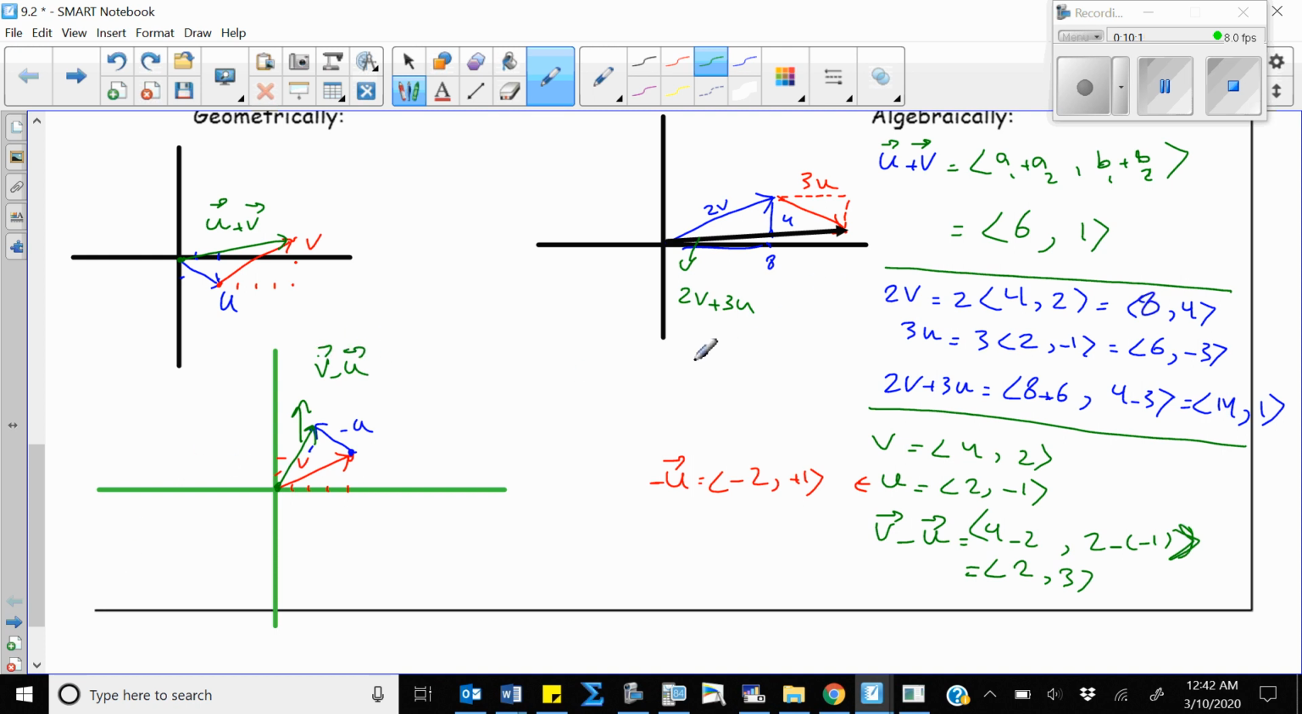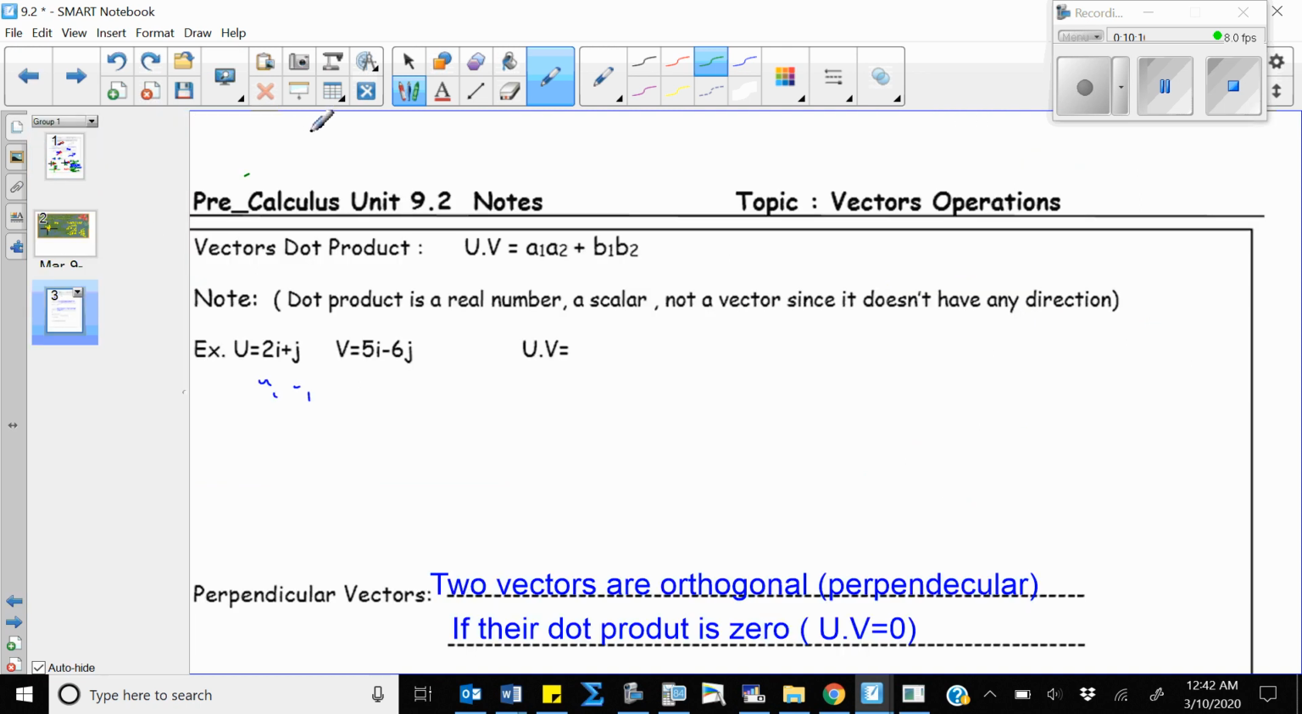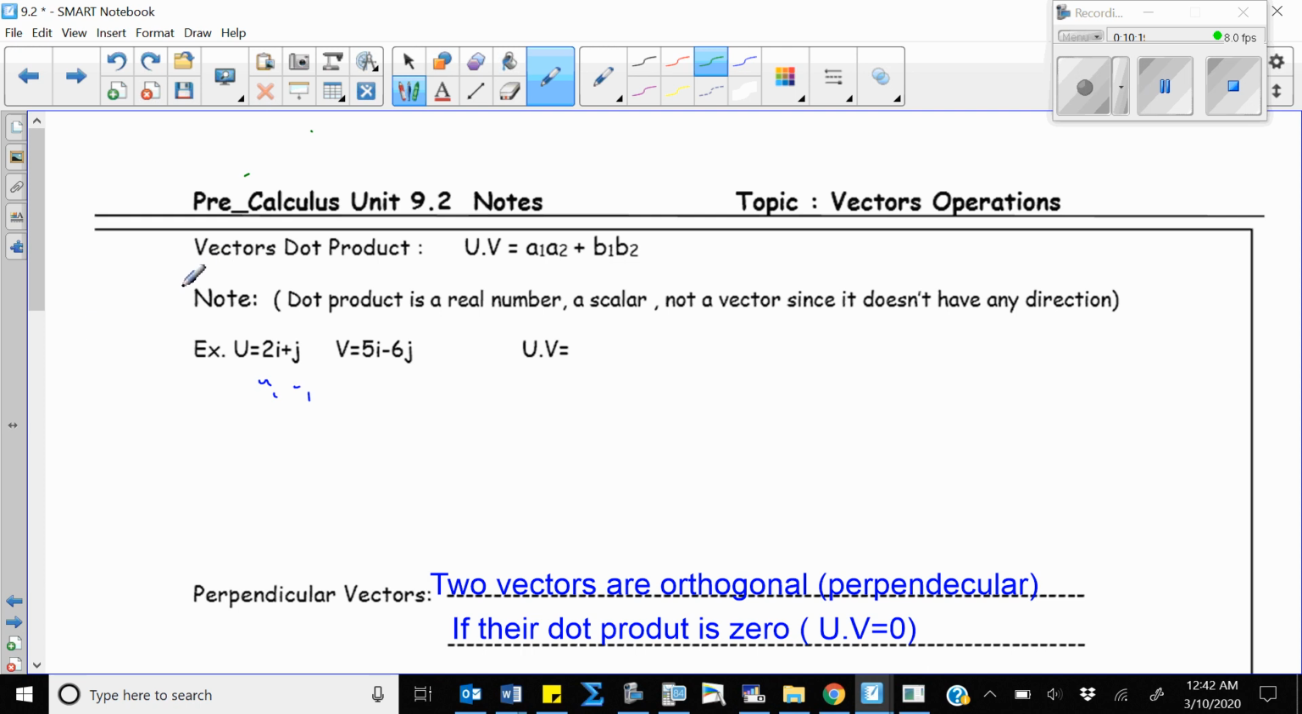Okay, so this was about adding and subtracting vectors. Now let's talk about multiplying them. Vectors' dot product is when you multiply two vectors. The dot product of two vectors has a formula like a1 times a2 plus b1 times b2. Basically, just multiply the x components and add it to the product of the y components. The dot product is always a real number, a scalar, and it's not a vector because it doesn't have any direction. It's just simply equal to a number.